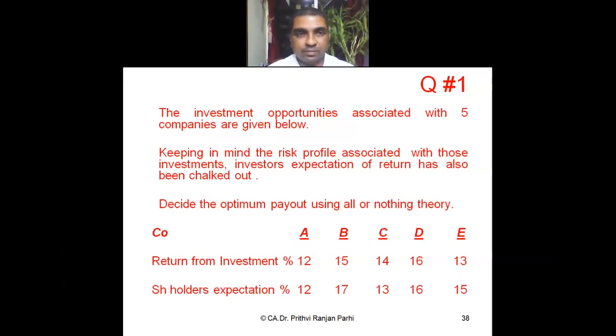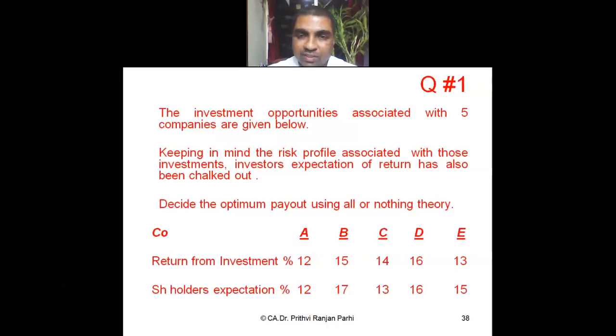The investment opportunities associated with five companies are given below. Keeping in mind the risk profile associated with those investments, investor expectation of return has also been chalked out. Decide the optimum payout using all or nothing theory. You know what is all or nothing theory?